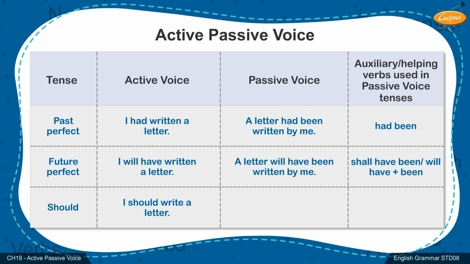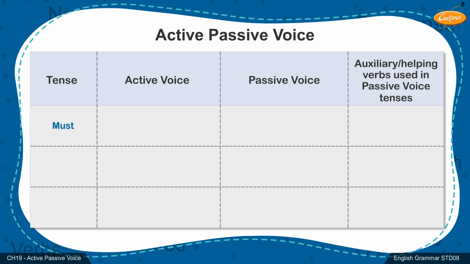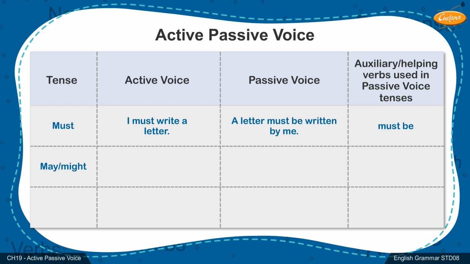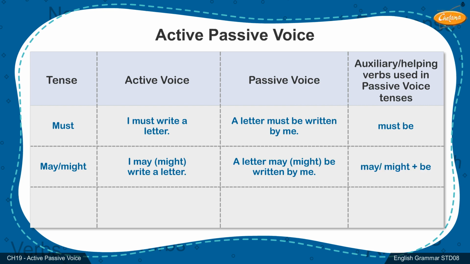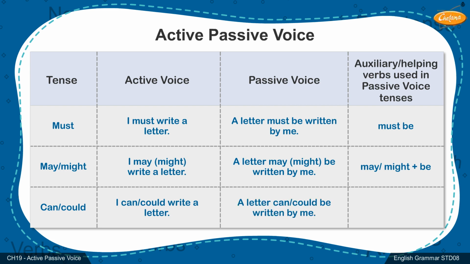Should: I should write a letter. A letter should be written by me: should be. Must: I must write a letter. A letter must be written by me: must be. May or might: I may or might write a letter. A letter may or might be written by me: may or might plus be. Can or could: I can or could write a letter. A letter can or could be written by me: can or could plus be.